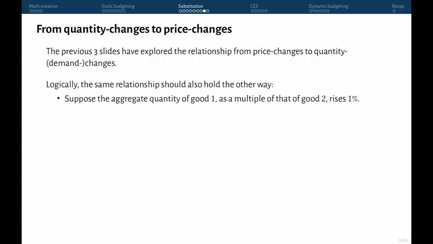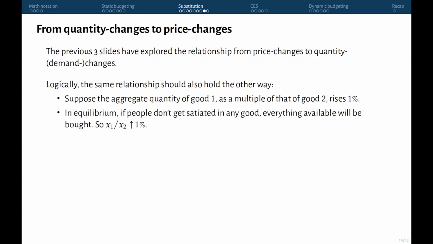So running the logic in reverse, we can say, suppose you've got a bunch of people, say, that all have the same preferences. And for simplicity, let's say they're homothetic. And suppose the aggregate quantity of good 1 rises 1% relative to good 2. Let's say good 2 stays fixed and there's 1% more of good 1. What's going to happen to the prices? Well, first, what's going to happen to the quantities?